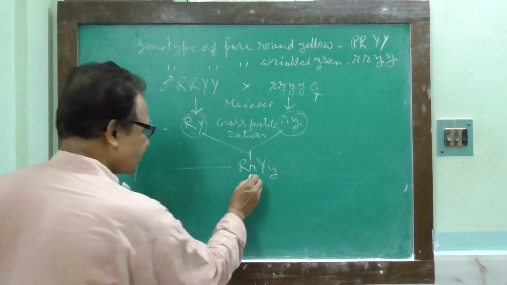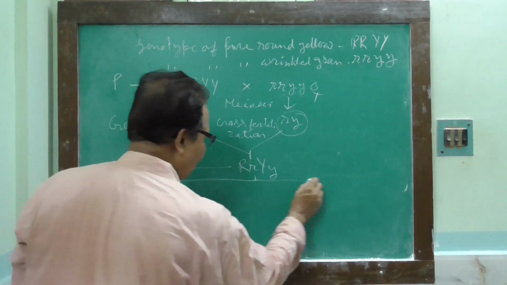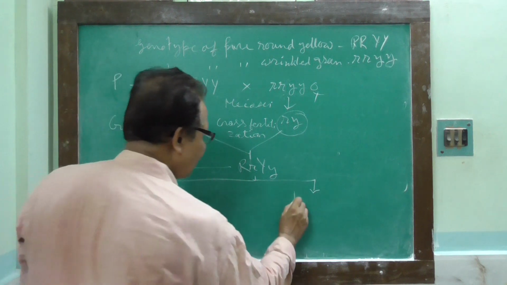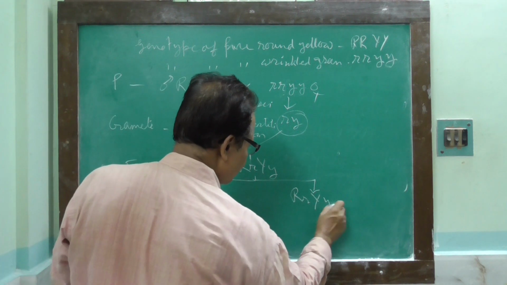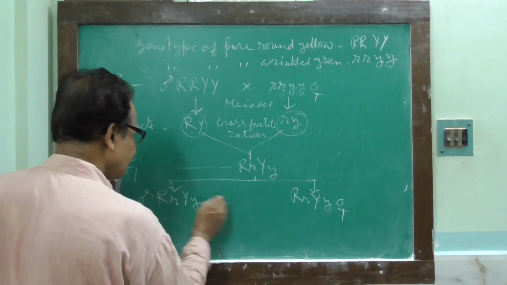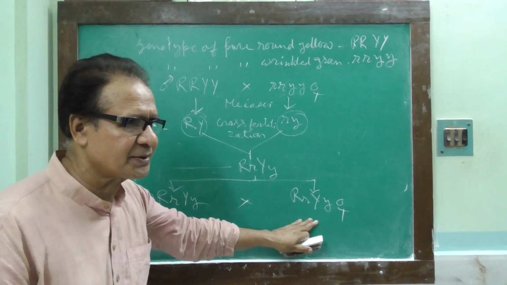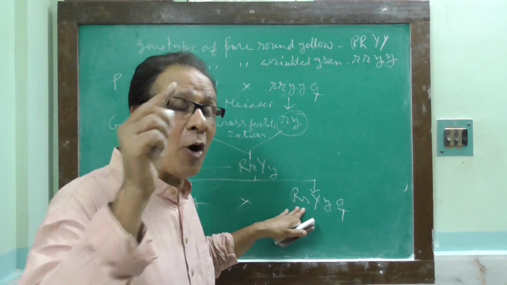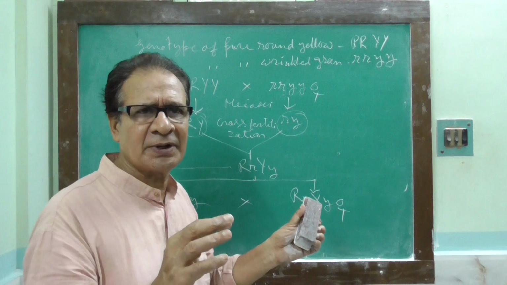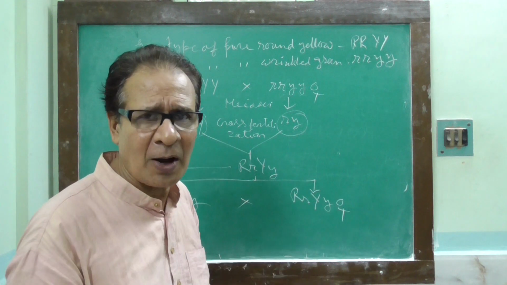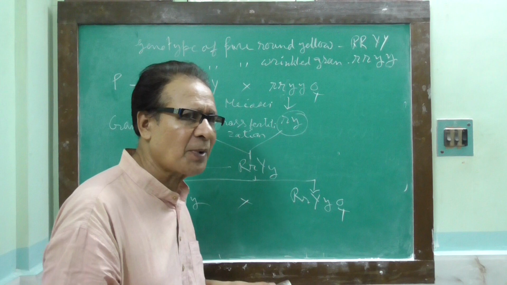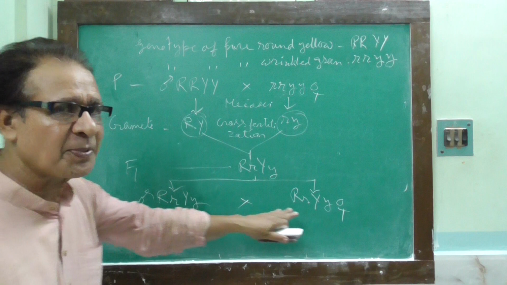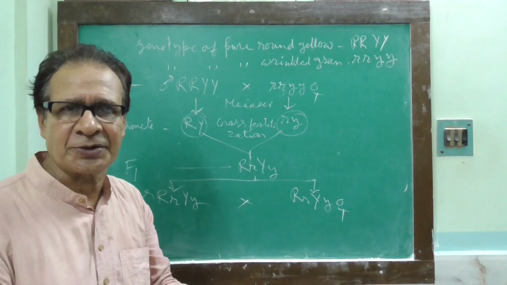Then he allowed self-pollination among the F1 progeny, like capital R, small r, capital Y, small y, capital R, small r, capital Y, small y, male, female. These are not the plants. These are the male and female sex organs of a flower of the plants. In all these plants, bisexual flowers are present, and these bisexual flowers contain both male sex organ and female sex organ. It is the male sex organ, it is the female sex organ, and that is why self-pollination. Okay?